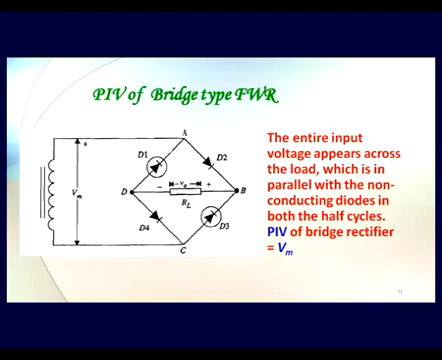The PIV of this bridge type full wave rectifier is quite simple, because these two, D1 and D3, are in parallel vis-a-vis RL. If D2 and D4 are conducting, then their resistance is almost 0, so they are almost a short. So D and C points are together, A and B points are together. So whatever is the voltage across the secondary, Vm, is going to appear across the load, and so also across D1 and D3 simultaneously. So both D1 and D3 will have to sustain Vm as the peak inverse voltage across them. So the peak inverse voltage is now half of what it was for the center tap full wave rectifier.